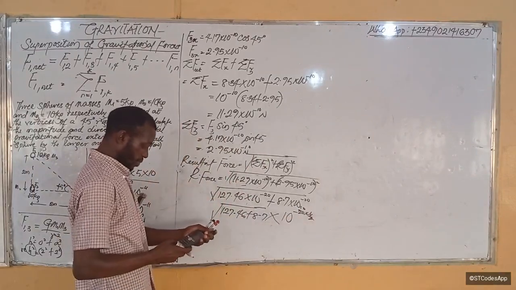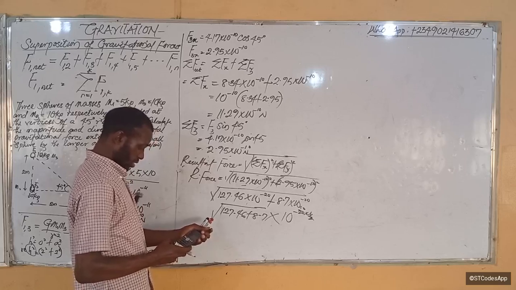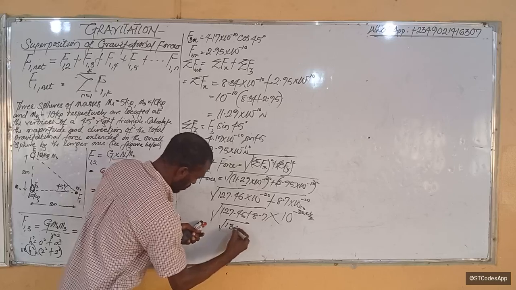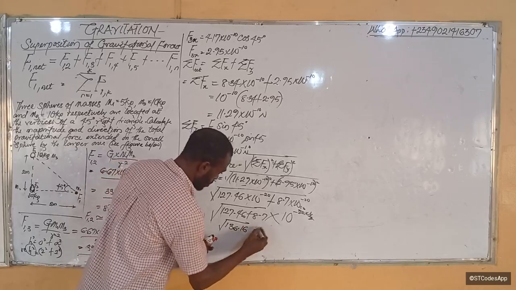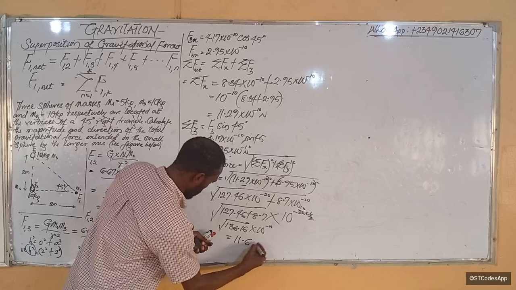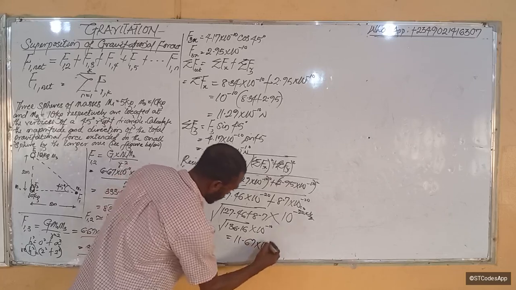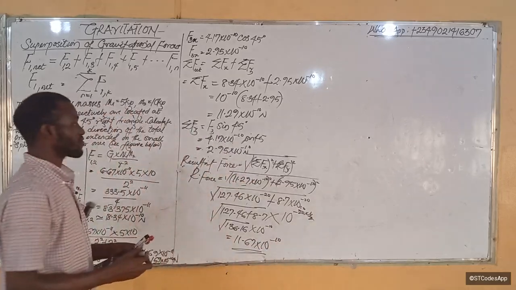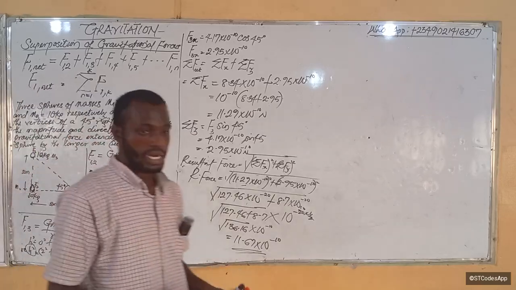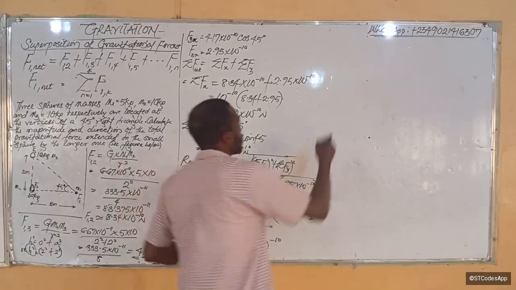So I'll now add this guy, 127.46 plus 8.7 is equal to the square root of 136.16 times 10 to the power minus 10. So the square root of this gives us 11.6687, which is approximately 11.67 times 10 to the power minus 10. So this will be the resultant force that will be felt by our 5 kg mass. All right. Now let's quickly move to the next thing.